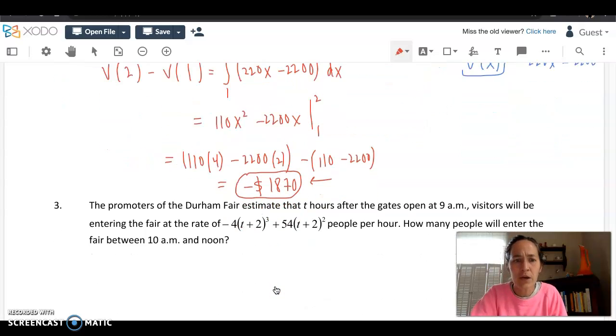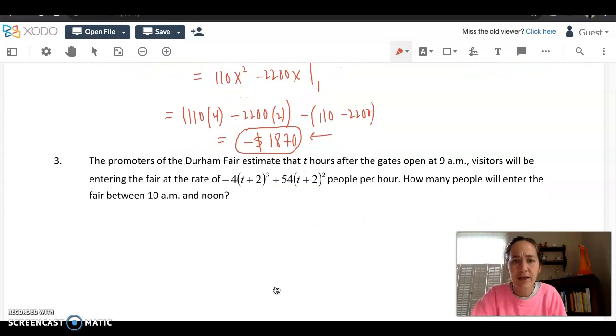Let's look at the third one. Promoters of the Durham Fair estimate... Oh, the Durham Fair. I love talking about the Durham Fair. It's in Connecticut. They usually get some good artists to perform, some good 4-H going on. They estimate that t hours after the gates open at 9 a.m. I have a feeling this will come into play in a second.